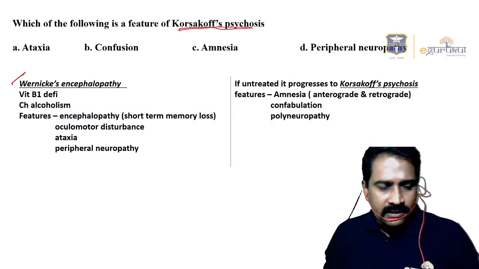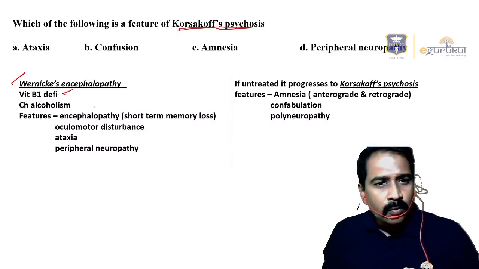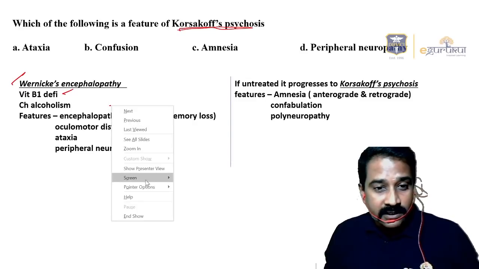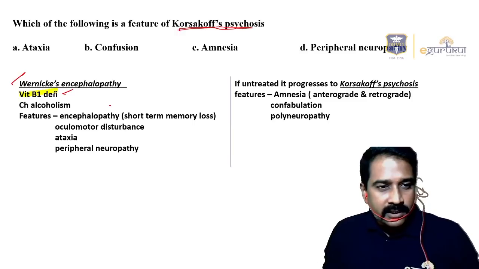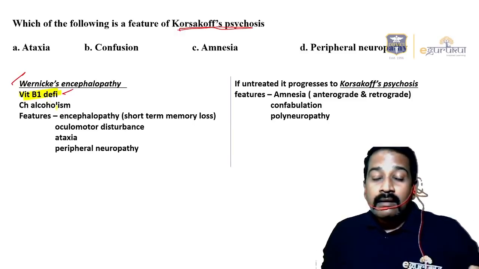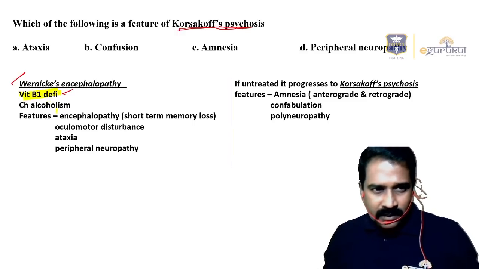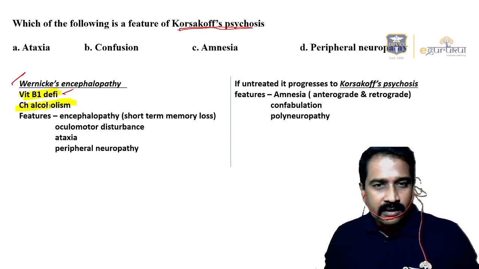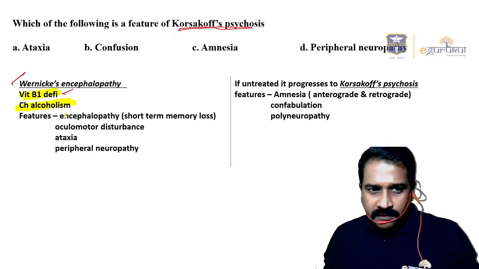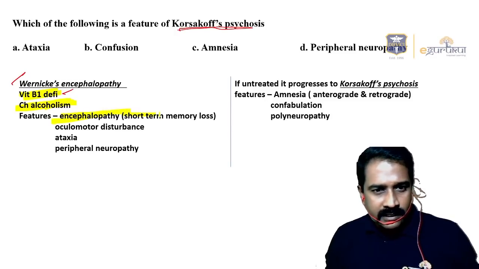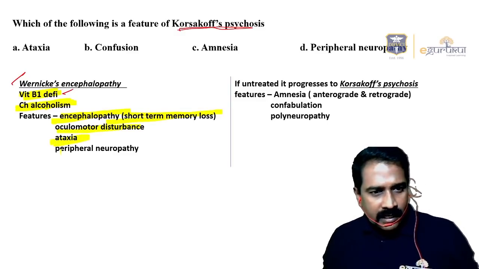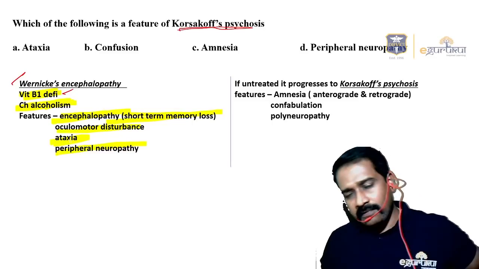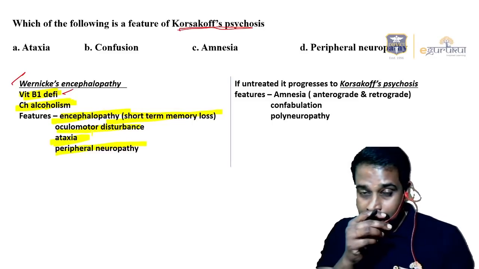Right. First is Wernicke's encephalopathy, definitely seen due to vitamin B1 deficiency. Yeah, it is seen through the deficiency of thiamine, vitamin B1. There are many reasons for thiamine deficiency. One of them is definitely chronic alcoholism. Chronic alcoholism is one of the important reasons for deficiency. So what are the features? Encephalopathy, particularly resulting in short-term memory loss, oculomotor disturbances, ataxia, and peripheral neuropathy. So peripheral neuropathy, they say it's a feature of Wernicke's rather than Korsakoff's.